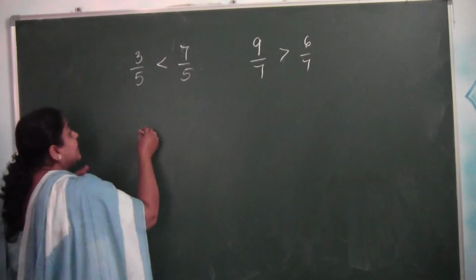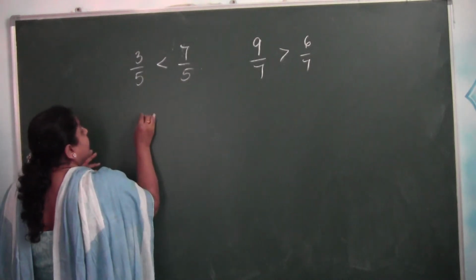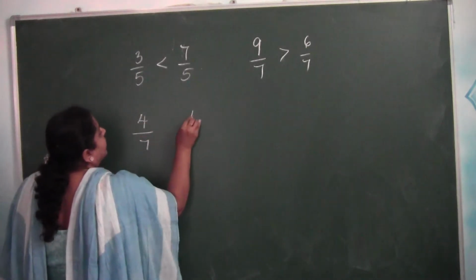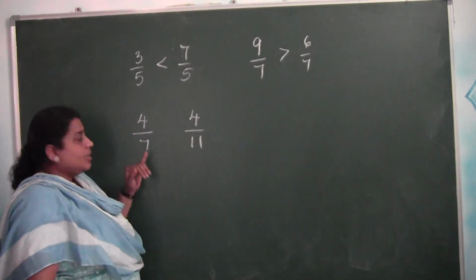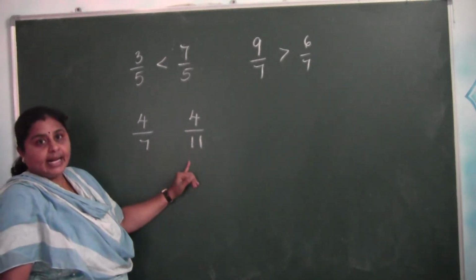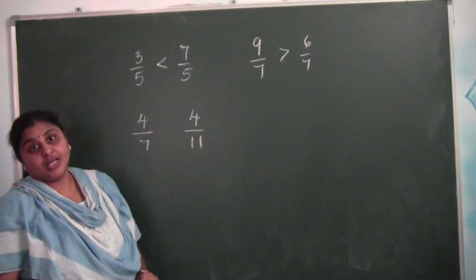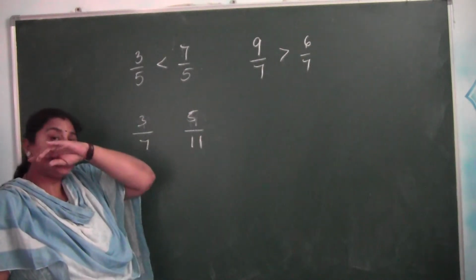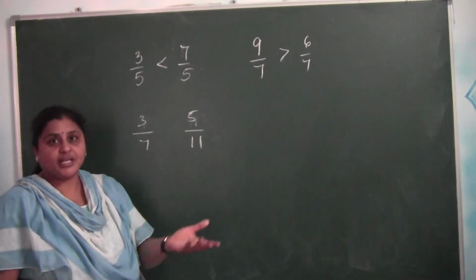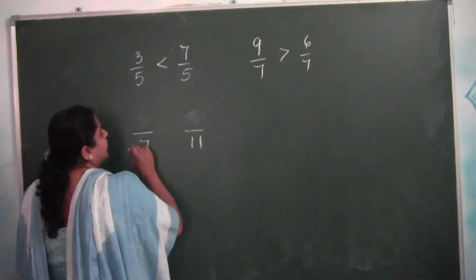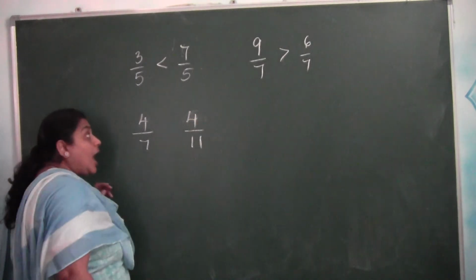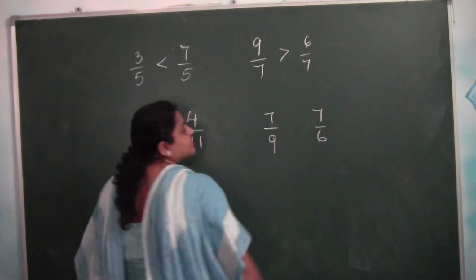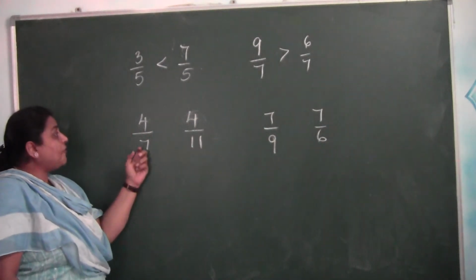Now this is the case when denominators are the same. Alright, now let us take the case where numerators are the same. That is, let us see 4 by 7 and 4 by 11. Here the numerators are the same. Suppose the numerators are different, 3 and 5, then these are like fractions and you follow the other procedure, which I will explain. But when numerators are the same, how to compare the fractions? Let us take the inverse case: 4 by 7, 4 by 11.